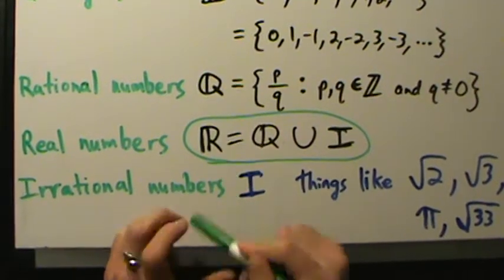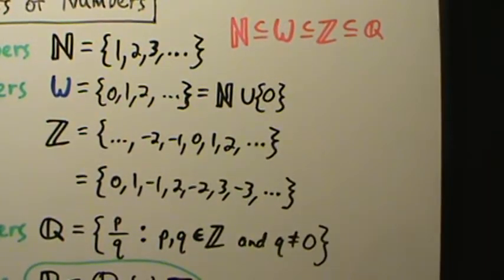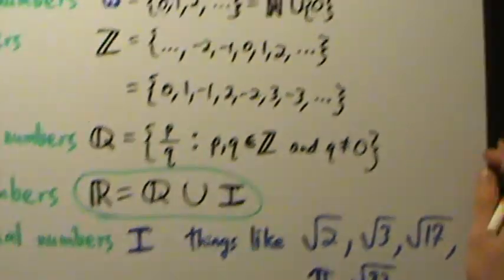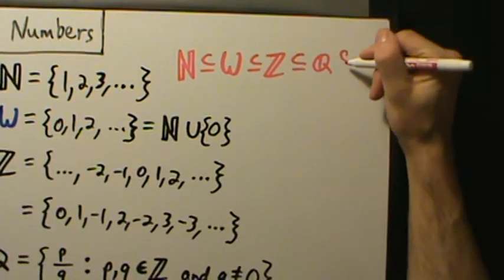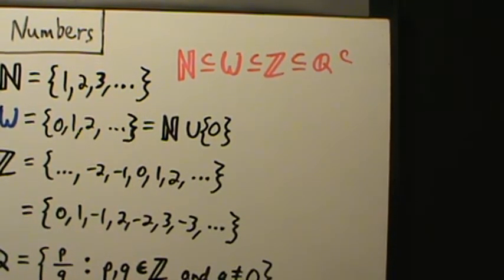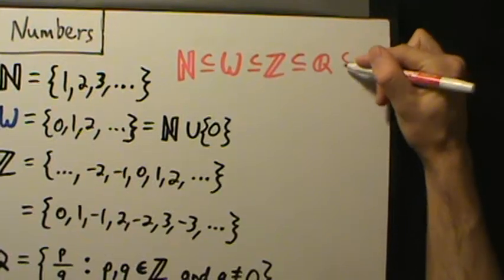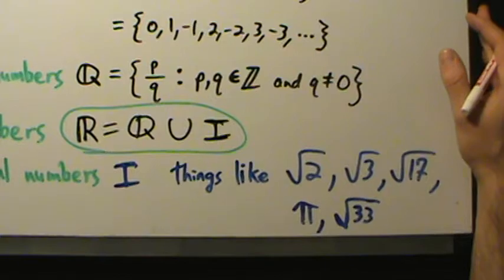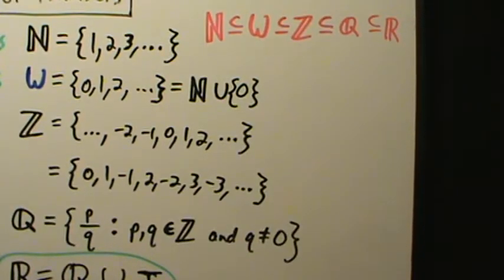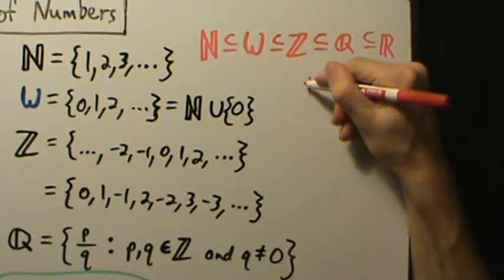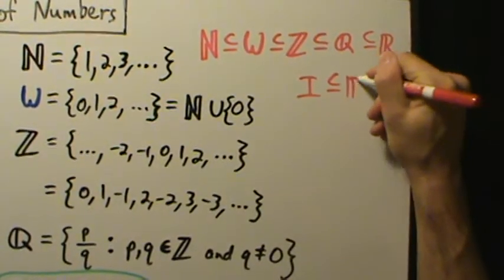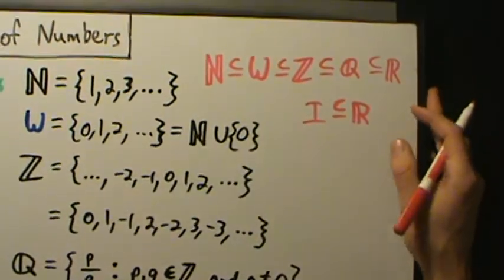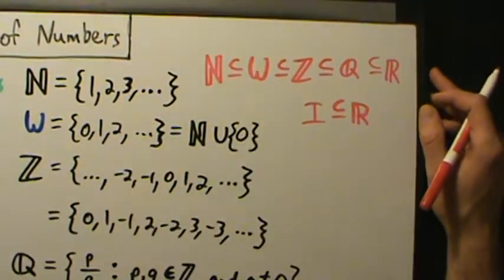So Q is a subset of R, because everything in Q is automatically in R, which is exactly what this tells us. Now the irrational numbers don't really fit into this scheme, but we could also say that the irrational numbers are a subset of R, but really, who cares? The irrational numbers are just kind of separate. They really are separate from everything.